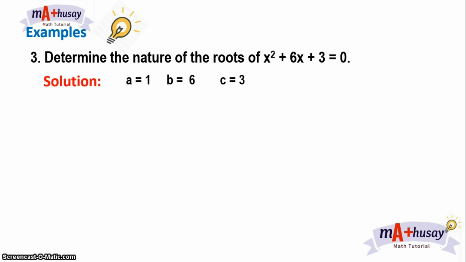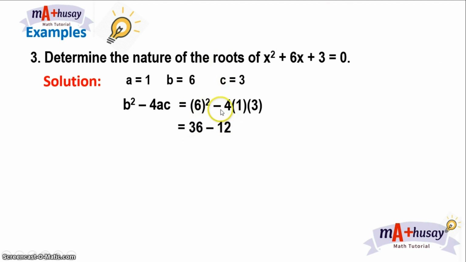So, we identify the values of a, b, and c, which are 1, 6, and 3 respectively. Now, again, using the discriminant, b squared minus 4ac, and we substitute these values of a, b, and c, we have 6 squared minus 4 times 1 times 3. Now, we know that 6 squared is 36. And we also know that negative 4 times 1 times 3 is negative 12. Now, again, subtracting 12 from 36 will give you 24.